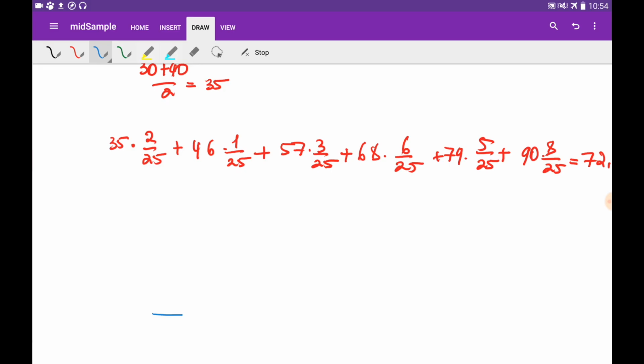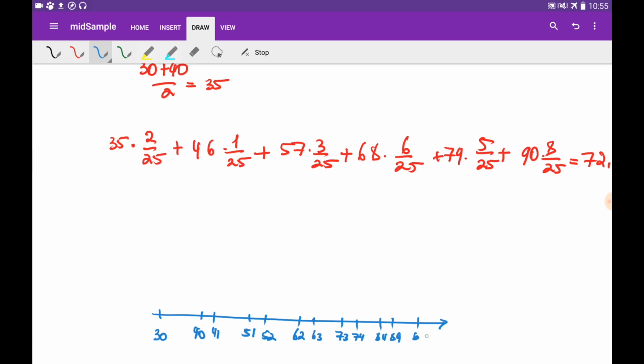In order to do this, first of all, we need to put the middle of the class ranges, or we can just put the 30 to 40, 41 to 51, 52 to 60, 63 to 73, 74 to 84, 85 to 95.